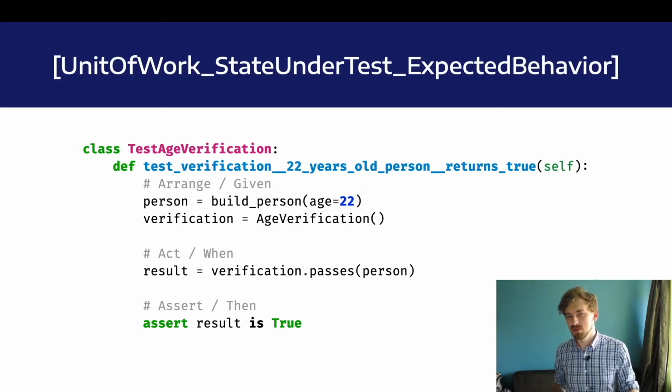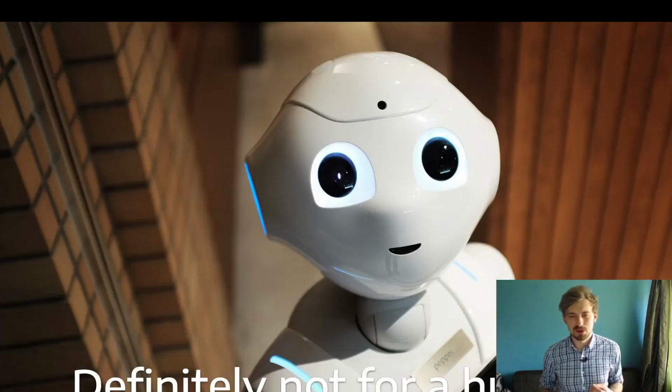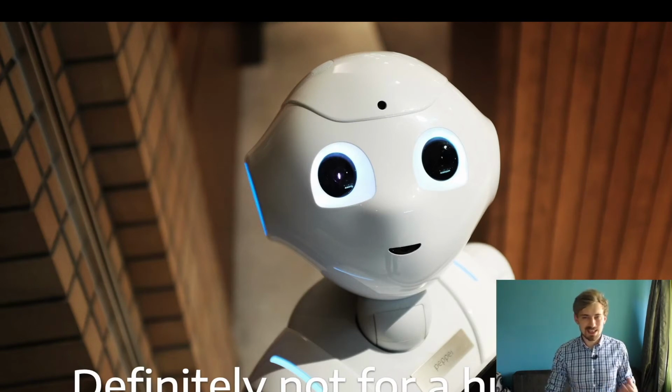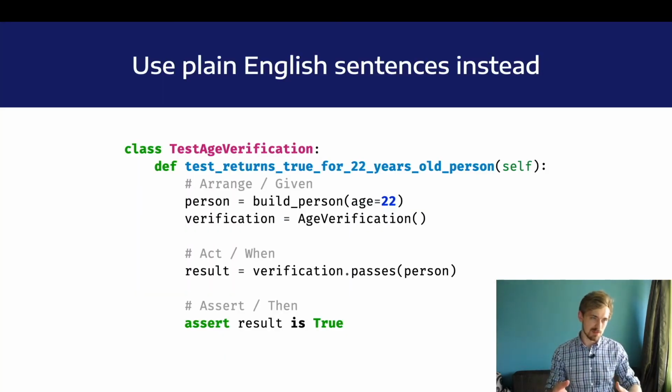And another example is unit of work, state under test, expected behavior, which could read again, age verification, 22-year-old person as a state under test, and expected behavior is the same, returns true. The thing that these two conventions have in common, and many other conventions as well, is that they're not really for humans, are they? They don't read or write naturally. Instead, we can convey the very same information, but using plain English sentences instead. So for example, test returns true for 22-year-old person conveys really the same piece of information.